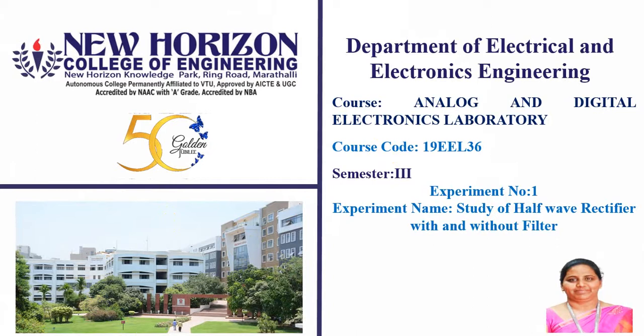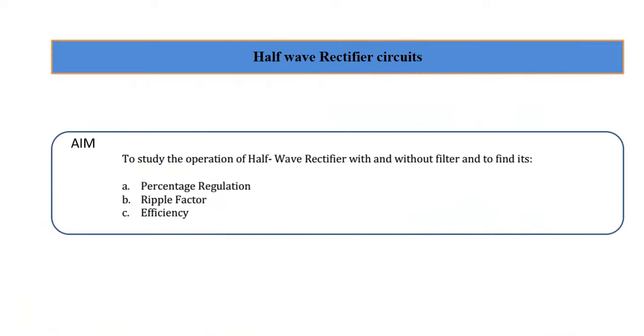Experiment number 1, study of half-wave rectifier with and without filter in analog and digital electronics laboratory. The aim of the experiment is to study the operation of half-wave rectifier with and without filter and to find its percentage regulation, ripple factor and efficiency.